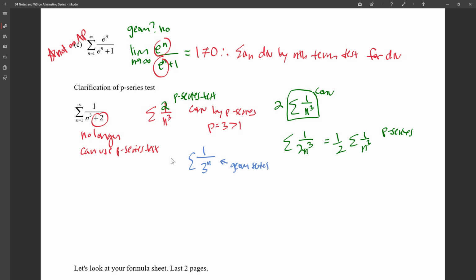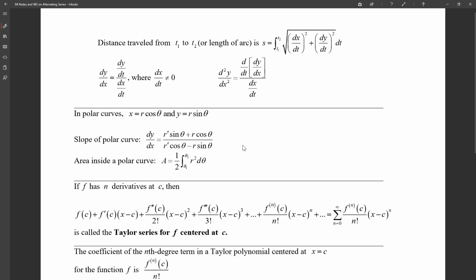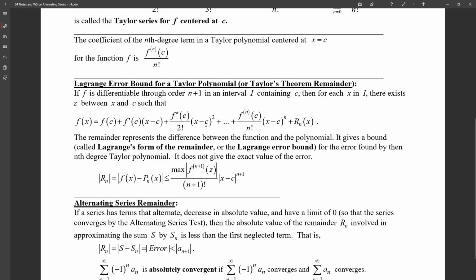All right, let's go ahead and look at the last 2 pages of your formula sheet right now. On this page of your formula sheet, this will not be covered anymore on your AP exam. These polar things are not going to be covered. These 2 things will be covered, and the Lagrange error bound will no longer be covered on the AP exam for 2020.